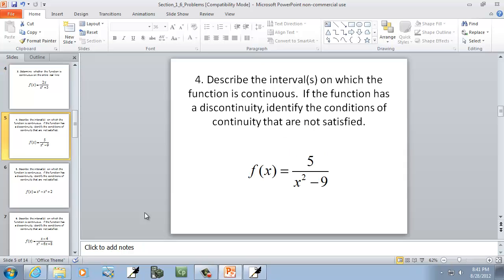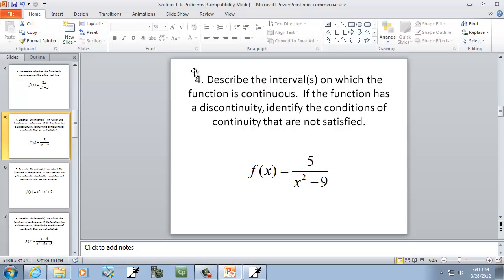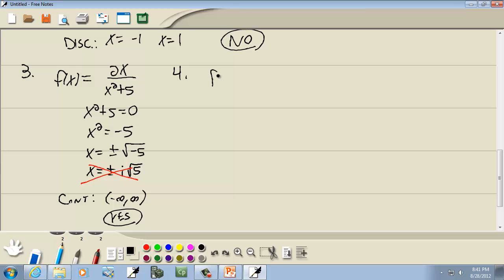Well, let's take a look at some problems dealing more with this. So number 4. This says, describe the interval in which a function is continuous. If the function has a discontinuity, identify the conditions of continuity that are not satisfied.